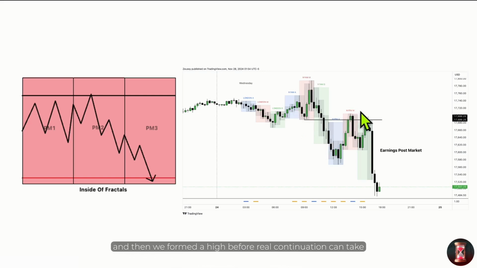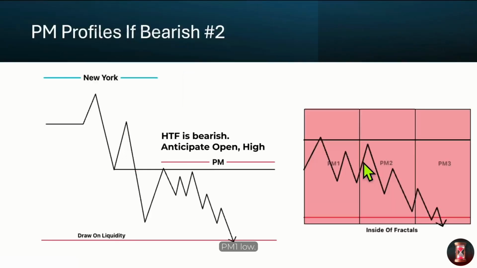And then we form the high before real continuation can take place during the afternoon session. Let me repeat that. We first take out the morning session low during lunch, form a new low. We then take out the launch cycle high, reach a point of interest before eventually expanding towards the newly created launch cycle low. If you pay attention to the schematic, you can see that PM2 took out the PM1 high, the launch cycle high, and then begins a reversal drawing towards the sell-side liquidity resting below PM1 low.